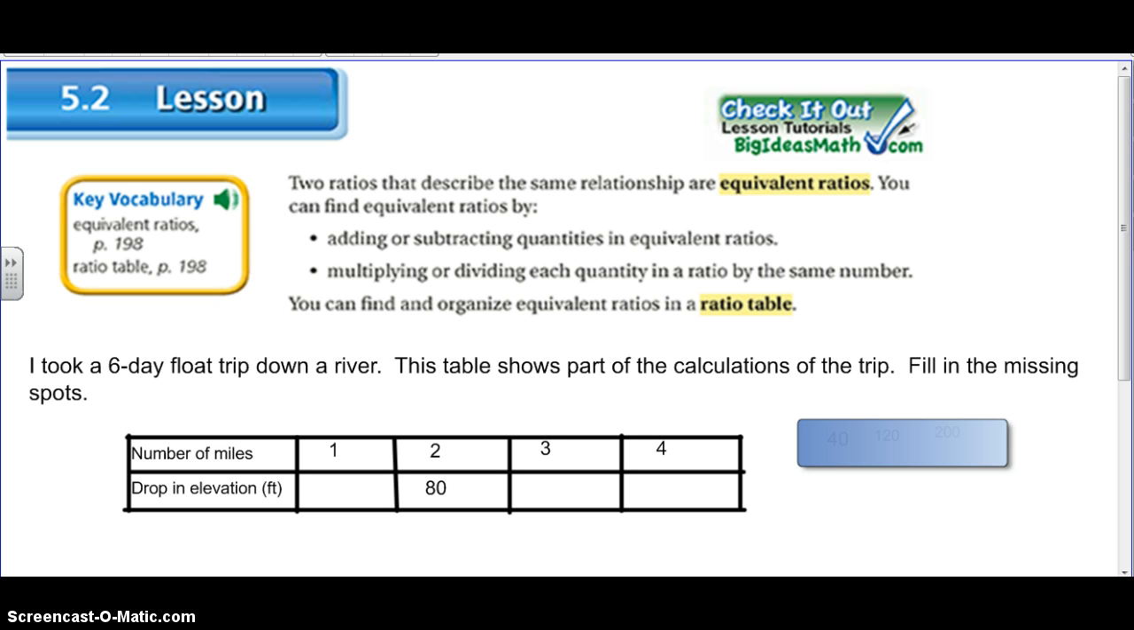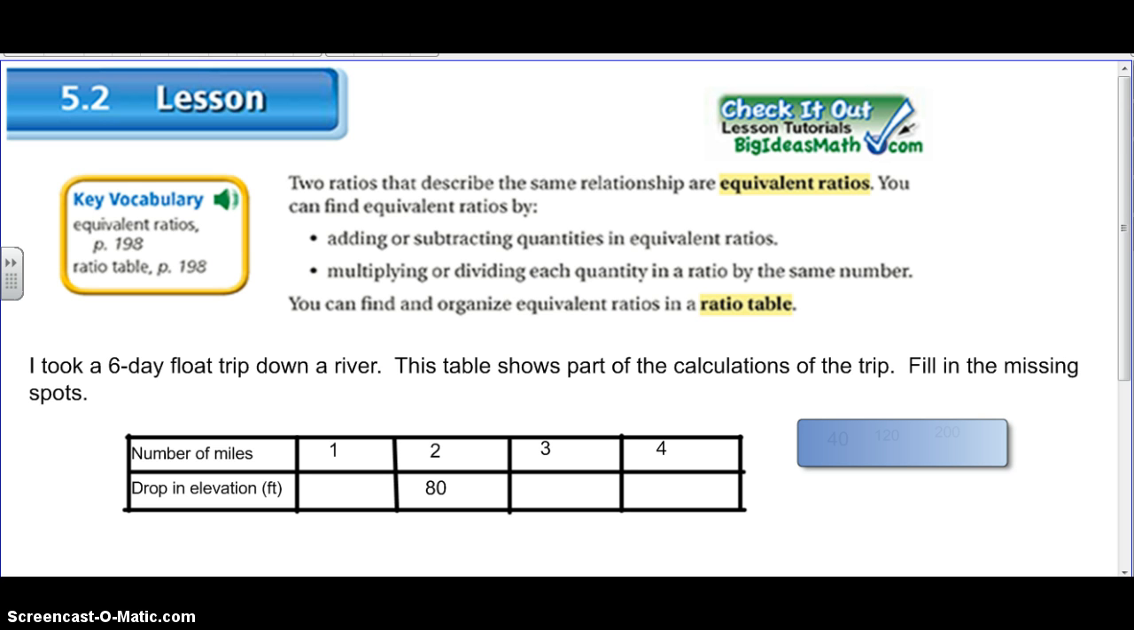It says two ratios that describe the same relationship are called equivalent ratios. You can find equivalent ratios by adding or subtracting quantities in equivalent ratios and multiplying or dividing each quantity in a ratio by the same number. You can find and organize equivalent ratios in a ratio table.